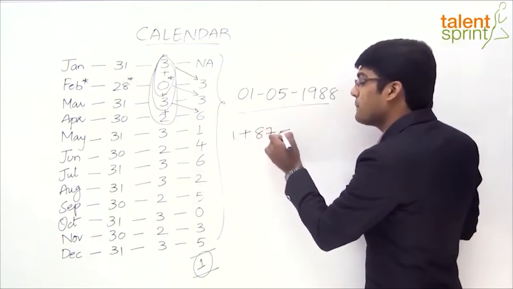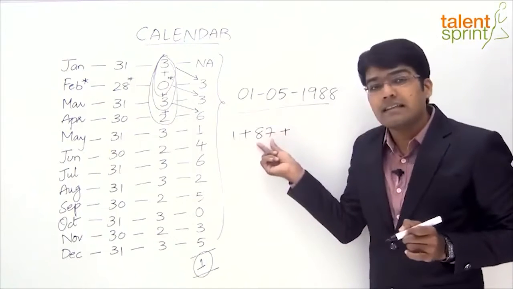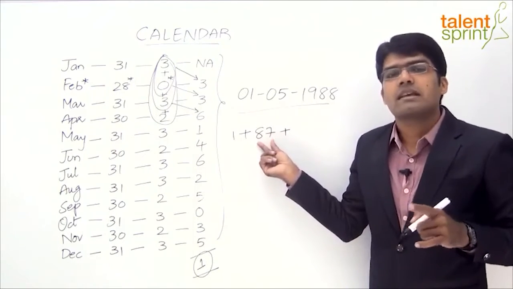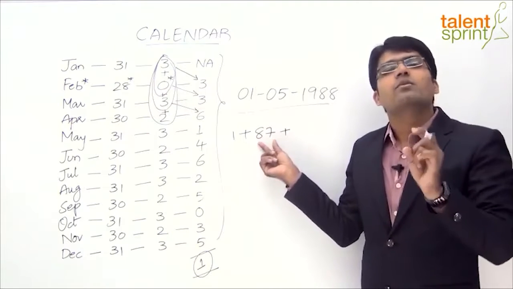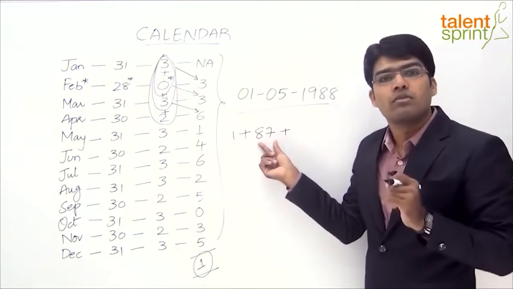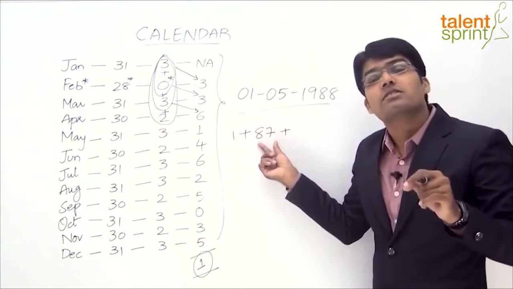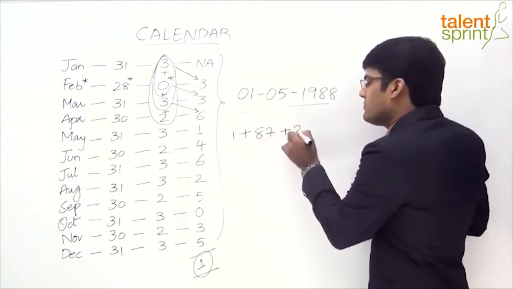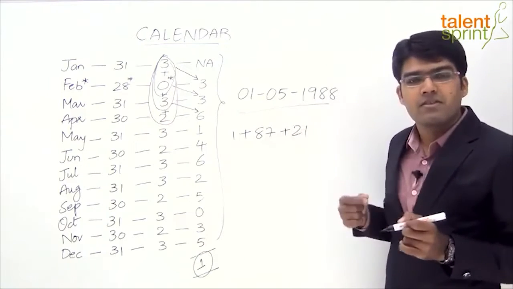So 87 plus. How many leap years are there in this set of 87 years? In 87 years we'll have 21 leap years, because when we divide 87 by 4 we get the quotient 21, right? 1904, 1908, and so on up to 1984, 21 leap years. And each of these 21 leap years will have one additional odd day, right? So we'll say plus 21, because each leap year has one additional odd day.